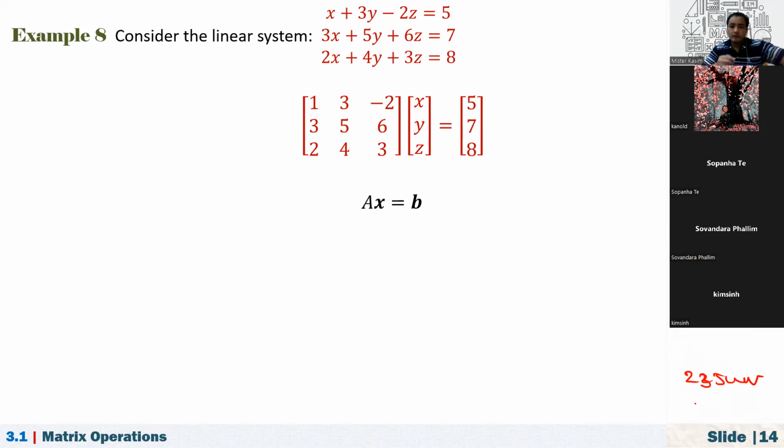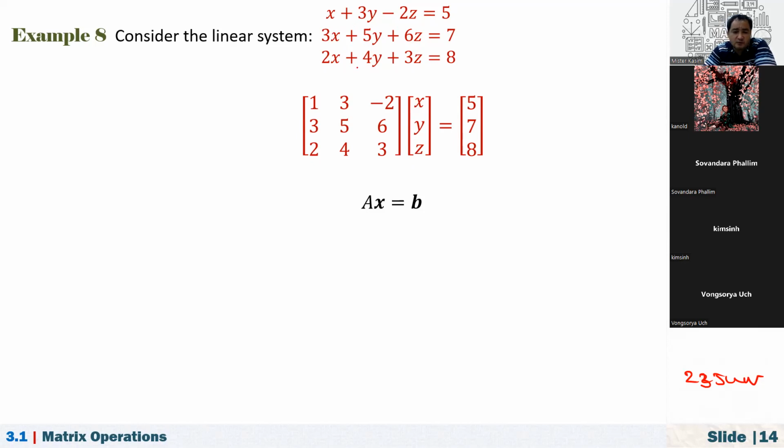Okay. So now, guys, from now on, we are going to express our system of linear equations as a matrix and a vector. You're familiar with this notation, just one more time, since now we are studying matrices. That's why this example is given here. If you look at this system of linear equations: x plus 3y minus 2z equals 5, 3x plus 5y plus 6z equals 7, 2x plus 4y plus 3z equals 8, right?